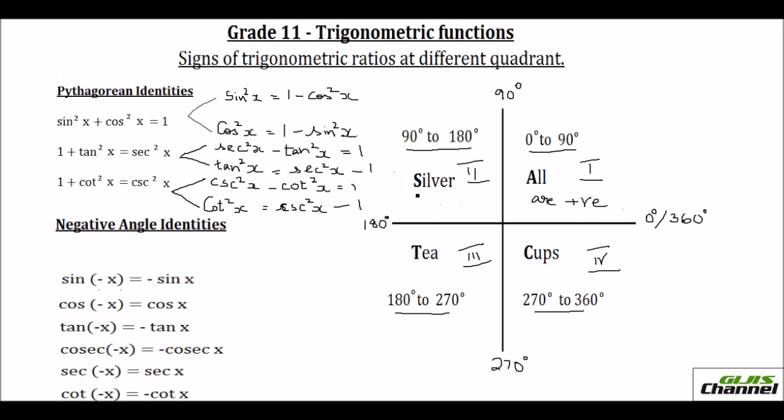In the second quadrant it is S. S represents sine. Here it is all, okay? All ratios are positive. Here your sine and its reciprocal, cosecant, right? Sine and cosec are positive, okay? And all the rest are negative here.